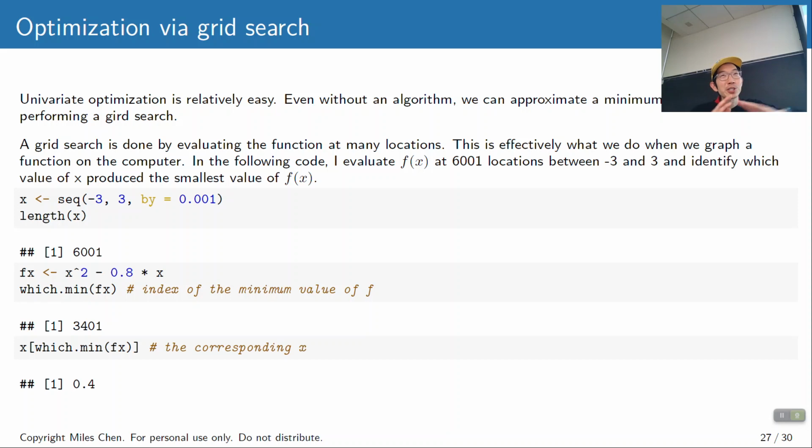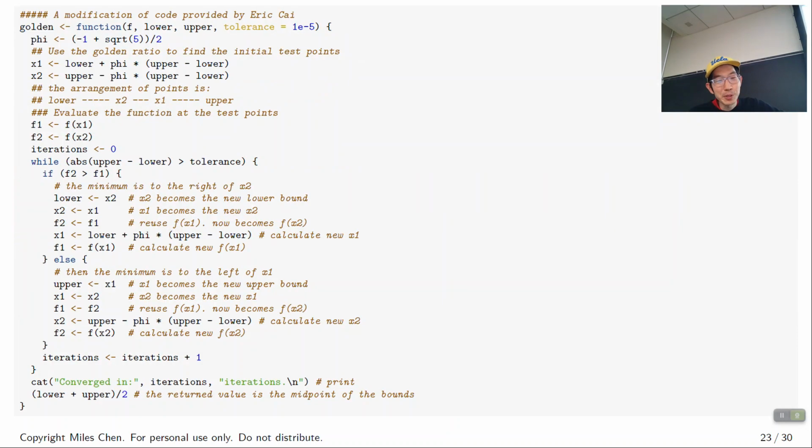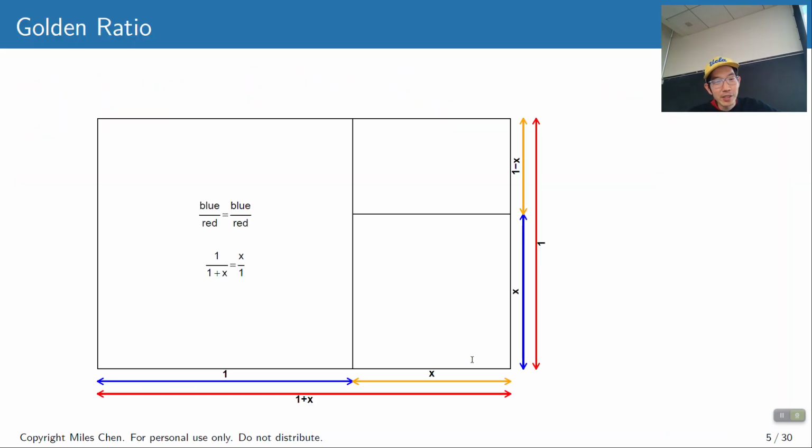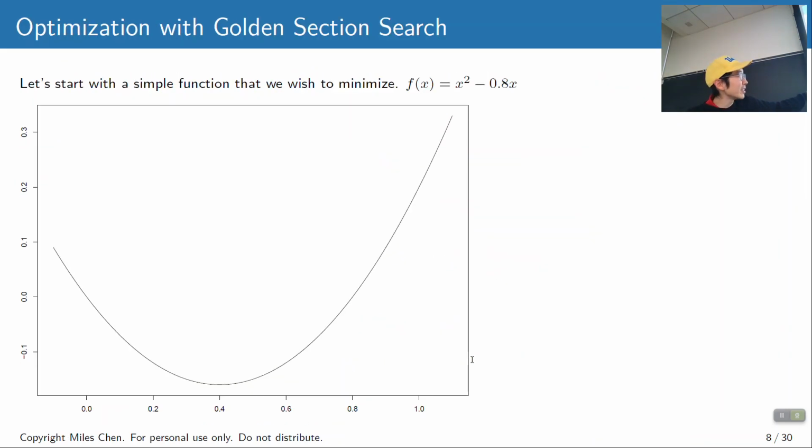Okay, and a grid search just says, it's basically what we're doing when we plot this. Okay, so when we plot the function, the plotting of the function is basically a grid search, in that we just say, hey, evaluate the function at 1,000 different points.